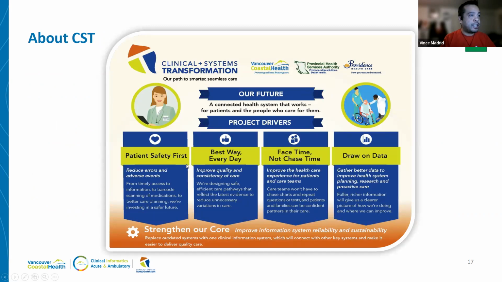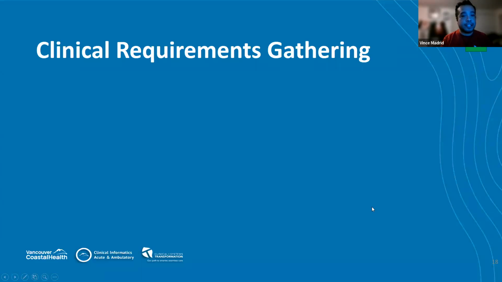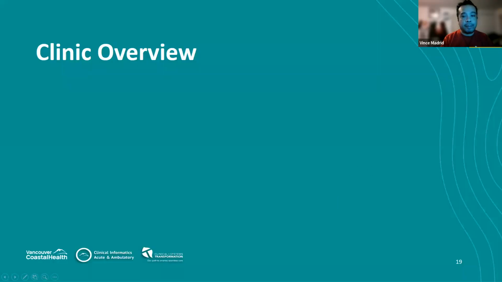Again, about CST, trying to put patient safety first, improve quality and consistency of care, improve the healthcare experience for patients and the care teams as well, and to gather better data to improve health system planning, research, and proactive care. Now we're going to move into the clinical requirements gathering, clinic overview. Mary, I'll pass it off to you.